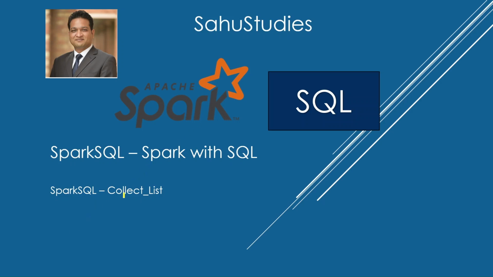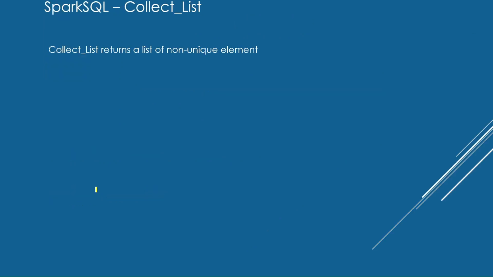In this video, we're going to see what is collect list function in Spark SQL. So, why do we use collect list function in Spark SQL? Collect list function returns a list of non-unique elements. So, what does it mean?